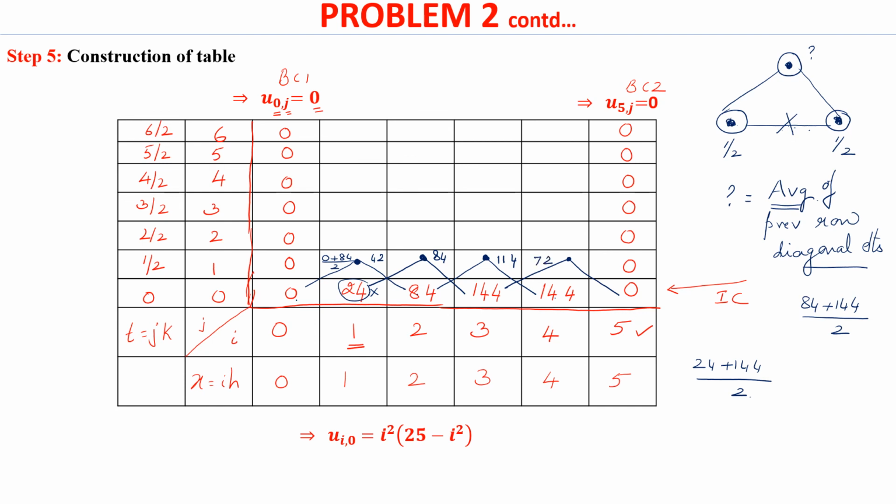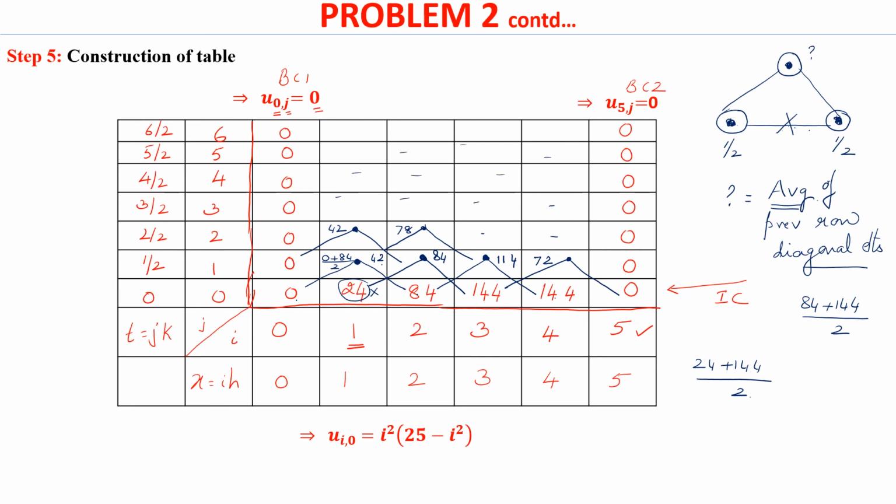So similarly, you proceed further. Go ahead with this value. The diagonal elements, if you see, are 0 and 84. So 0 plus 84 by 2 becomes 42. Look at this value. What are the diagonal elements? 42 and 144? 42 plus 114 divided by 2 will make it 78, and so on. So like this, you can complete the entire table.